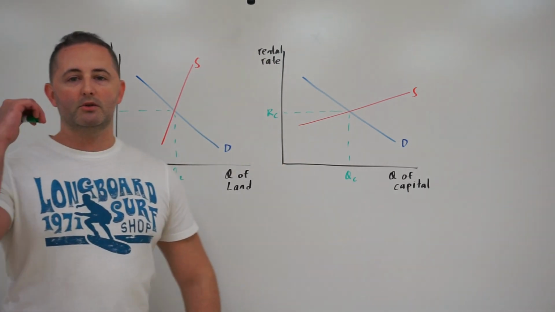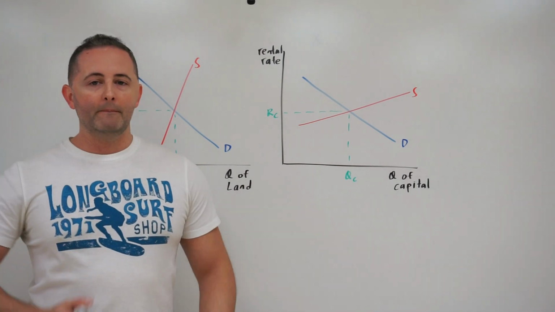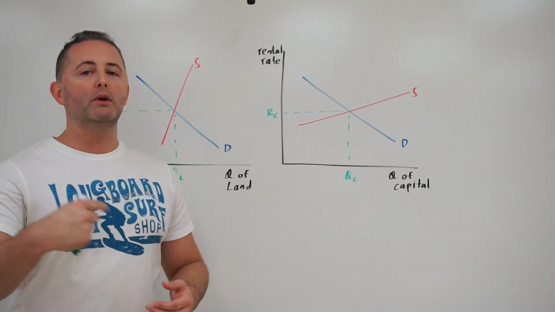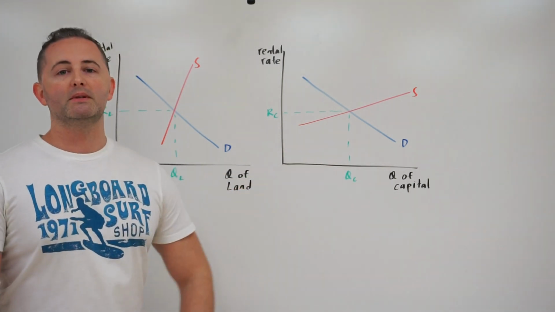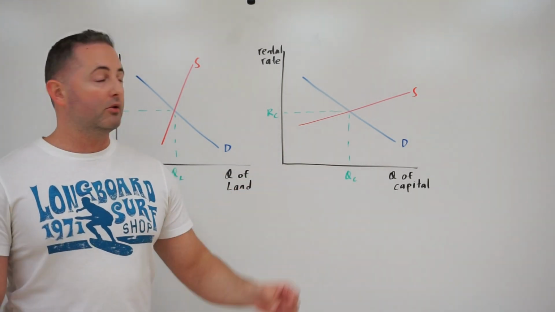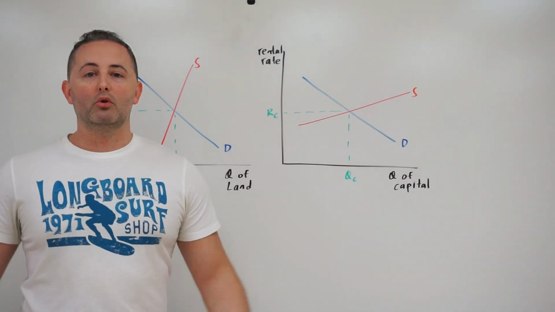And the reason is because, remember, we're talking about the opportunity cost of using these resources. So it's essentially what we could get if instead of using the capital that we possess, or instead of using the land that we possess, we were to rent it out. It has a value, and that value is known as the rental rate.